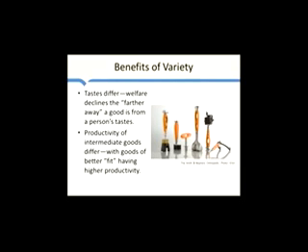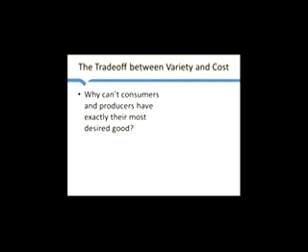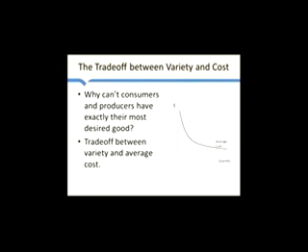So why can't consumers and producers have exactly their most desired good? The reason is that for many goods, there are economies of scale, and this means there's a trade-off between variety and average cost. So for many goods, the cost of producing the good falls the greater the number of goods which are produced. The cost per unit, or the average cost, falls the greater the quantity produced. So this means that if every individual had exactly the good which they most desired, the average cost would be very high. Instead, we accept a trade-off.